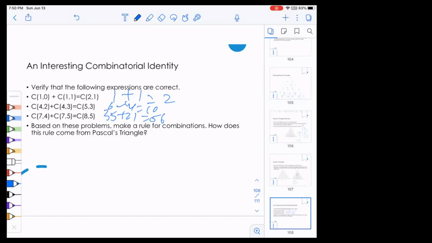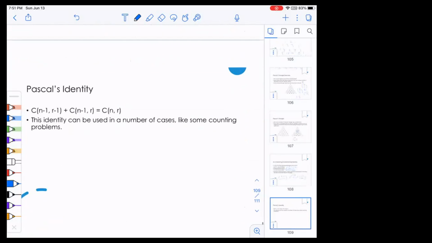So if you notice, something interesting is really going on here. You can see a pattern where, if you look at this, 4 choose 2 plus 4 choose 3 is 5 choose 3. You can see that the 2 plus 3 is always 3, and the 4 plus 1 is 5. This also goes for the other ones as well. So basically, we're adding two combinations with the same top number, and the bottom numbers differ by 1. The result is a new combination where the top number is plus 1 and the bottom number is equal to the larger one. So our rule here is n minus 1 choose r minus 1 plus n minus 1 choose r is equal to n choose r. So that is our new rule. It's called Pascal's identity.